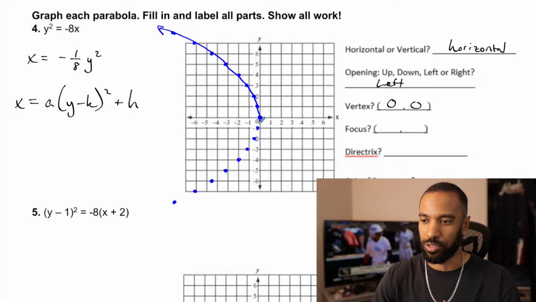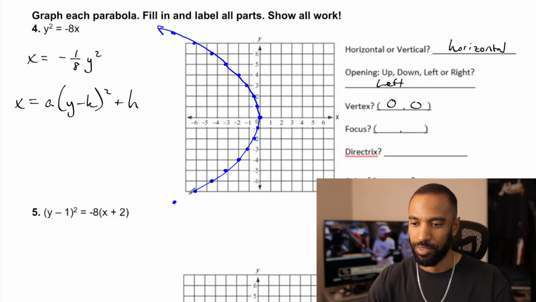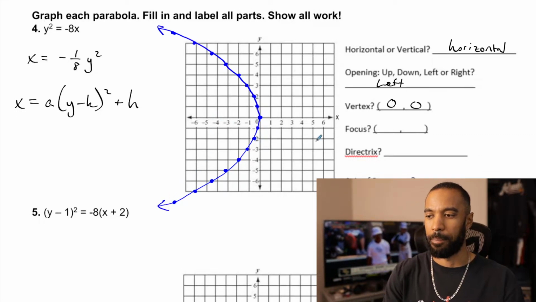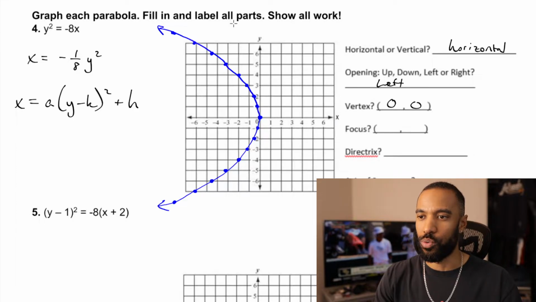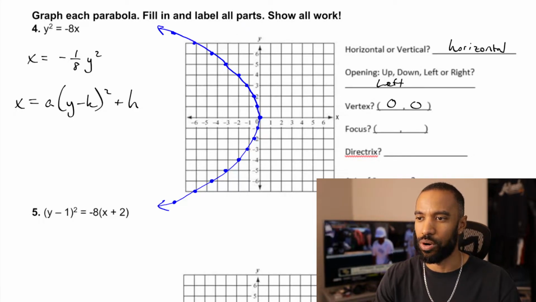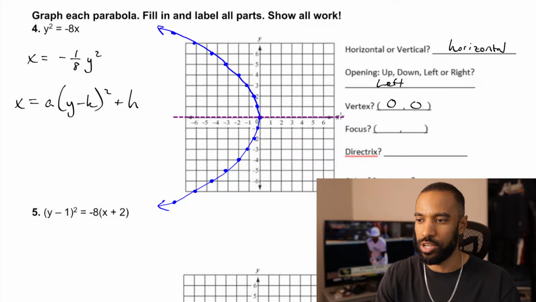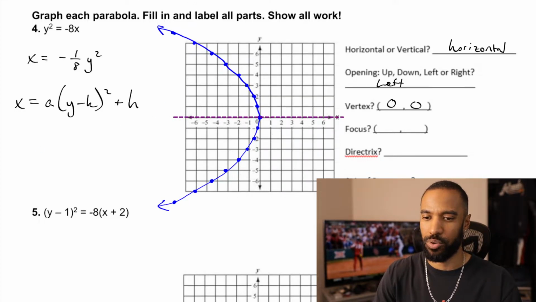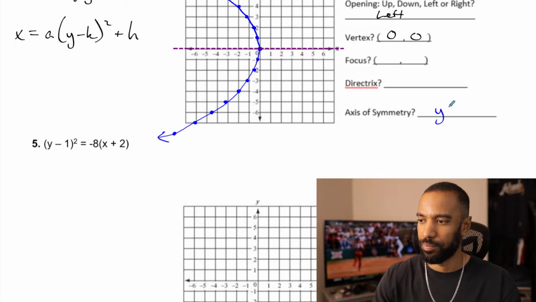Although the drawing's going to be a little squiggly, my apologies. Okay. The axis of symmetry is the equation of the line that would be cutting right through the middle of this vertex right here. And because it's a horizontal line, it's going to be a y equals equation. That axis of symmetry is y equals 0.